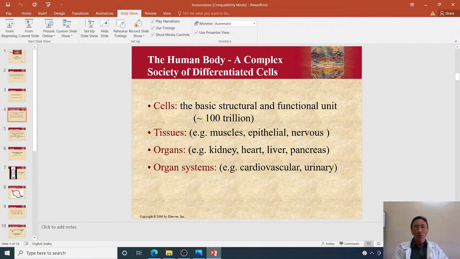Now let us see homeostasis. What does homeostasis mean?